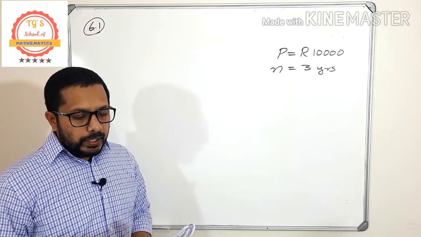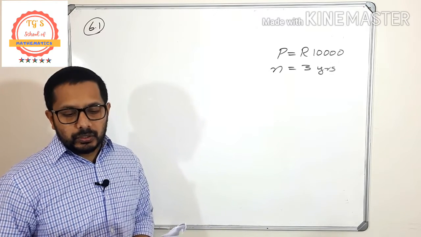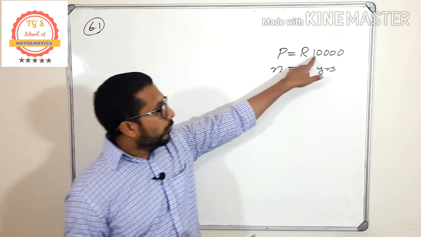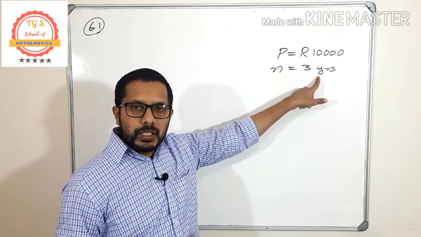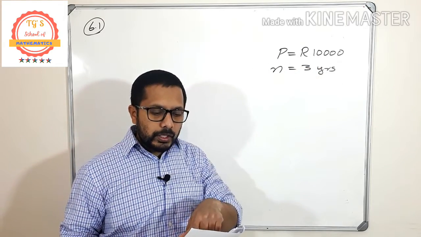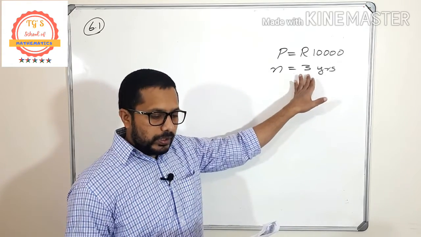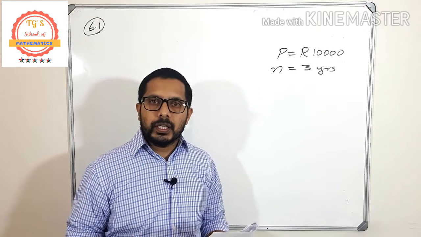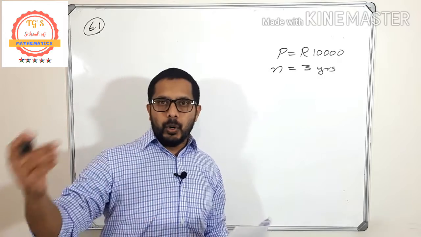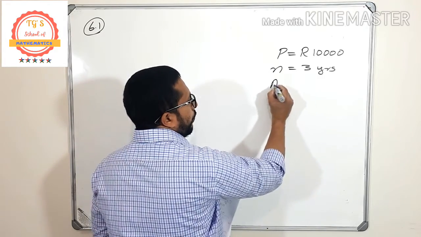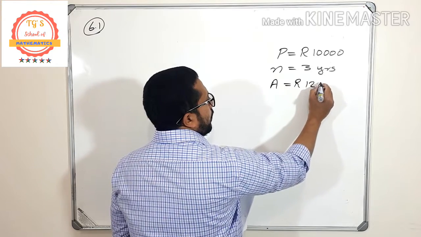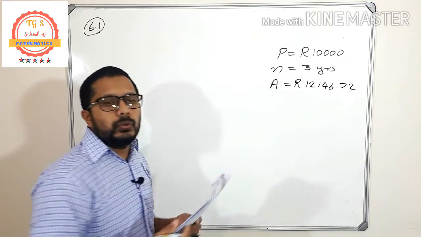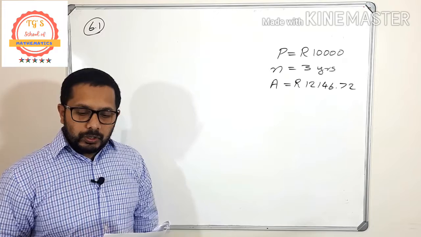Okay. So at the end of this period she received 12,146 Rand 72 cents. So what is that? The investment amount is 10,000 Rand and it is for 3 years. And this sentence, at the end of this period, means that after these 3 years she received 12,146. So that is the amount after 3 years. So the value of A is equal to 12,146 Rand 72 cents.